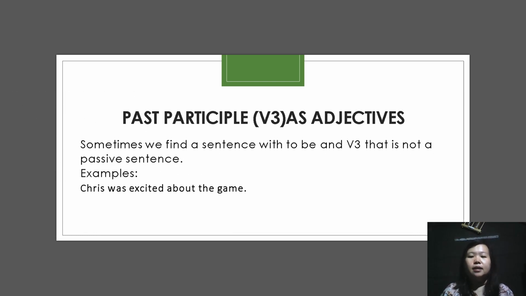Now, let's take a look on the first example. Chris was excited about the game. You have the to be was and then followed by verb 3, excited. But the verb 3 here is not a passive because the word excited explains about the condition of Chris, the condition of the subject, not the thing that was done by the subject or Chris. So excited is an adjective.